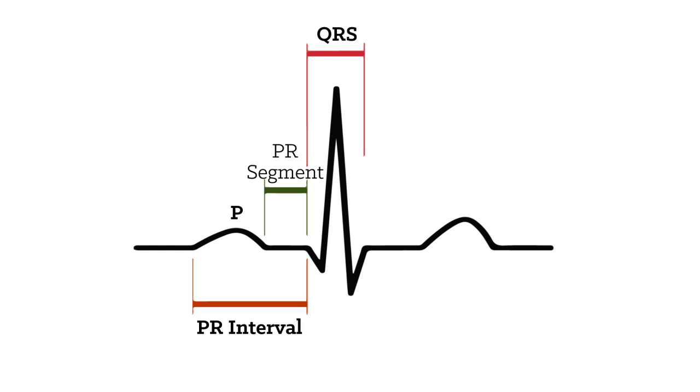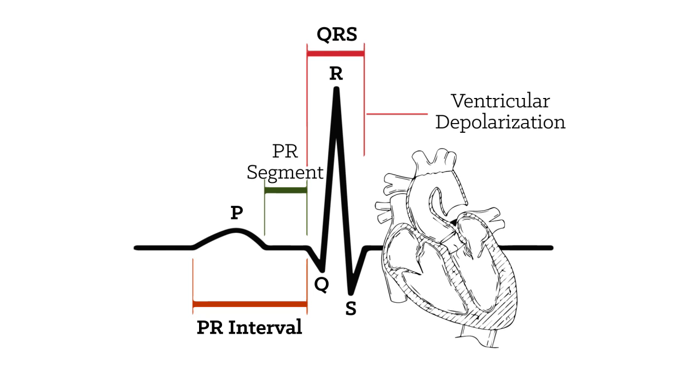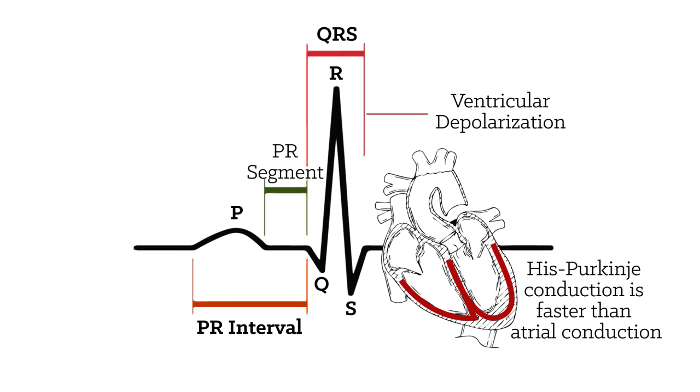The QRS complex consists of three waves: Q, R, and S. Collectively, these waves represent depolarization of the ventricles. Note that the total duration of the QRS complex is similar to that of the P wave. This is, in fact, surprising since the ventricles are so much larger than the atria. However, the ventricles depolarize just as quickly as the atria because conduction velocity through the His-Purkinje system is much faster than the atrial conducting system.